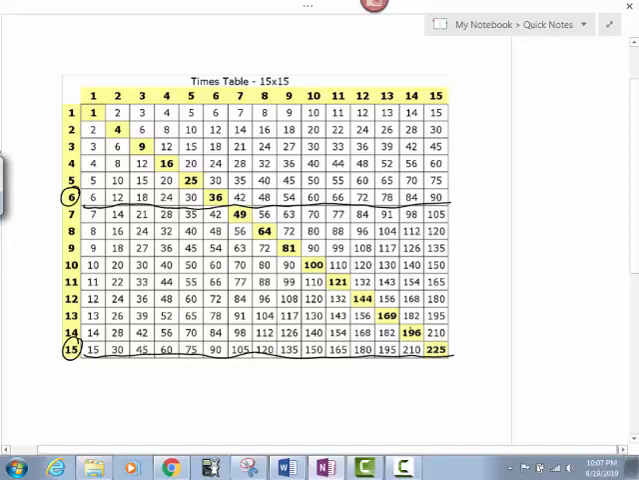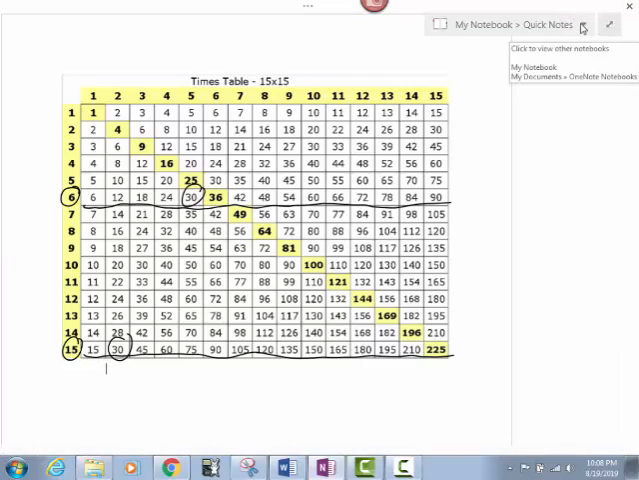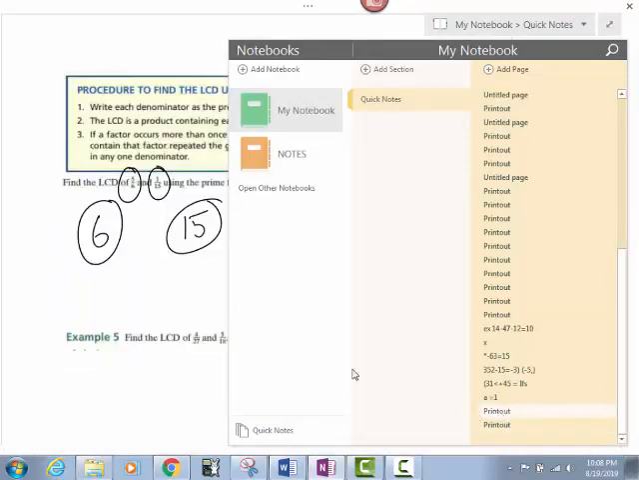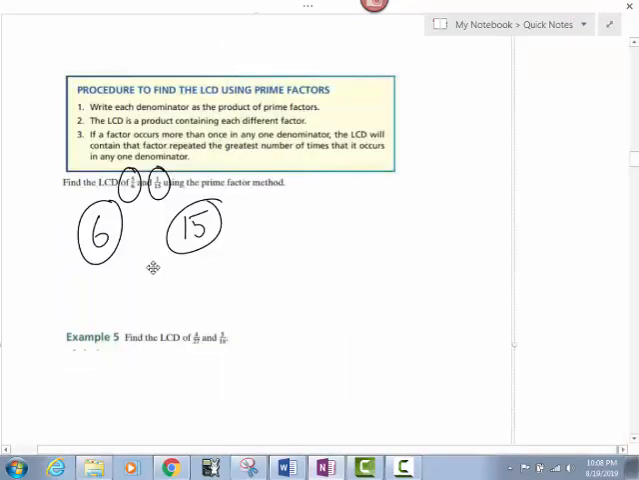The first number that I see both in 6 and in 15 is the number 30. So that's going to be my least common denominator. I'm just looking for that first number that they both have in common. Well, the first number that they both had in common was 30.